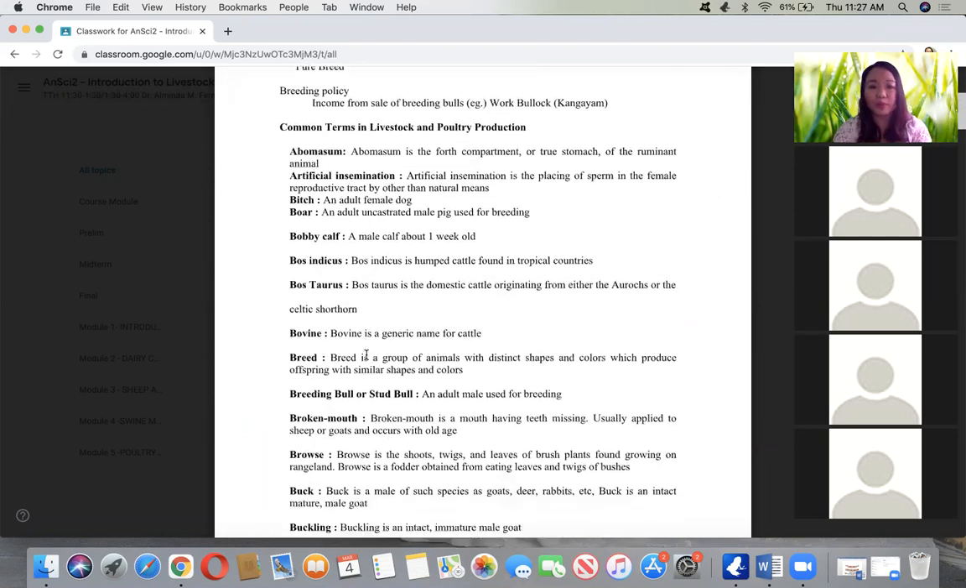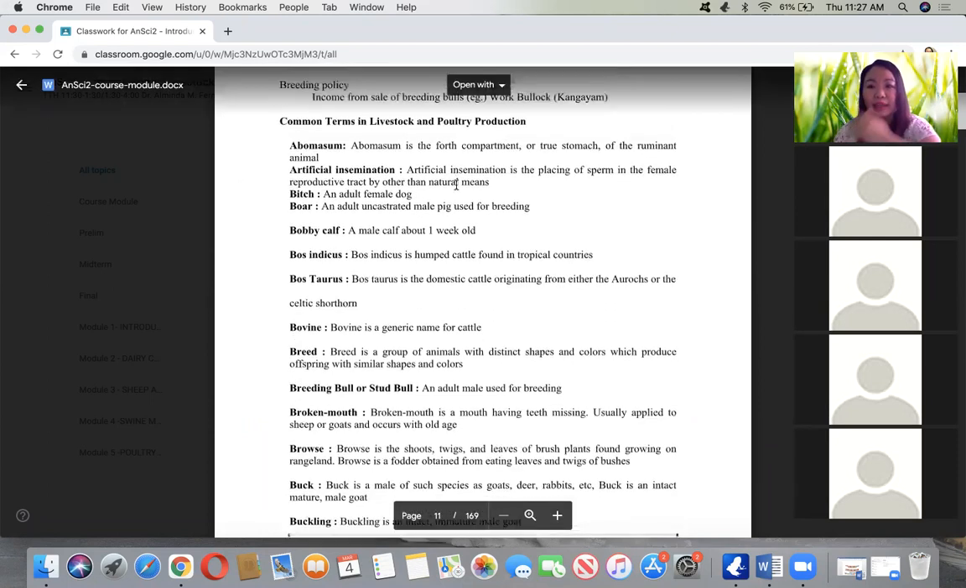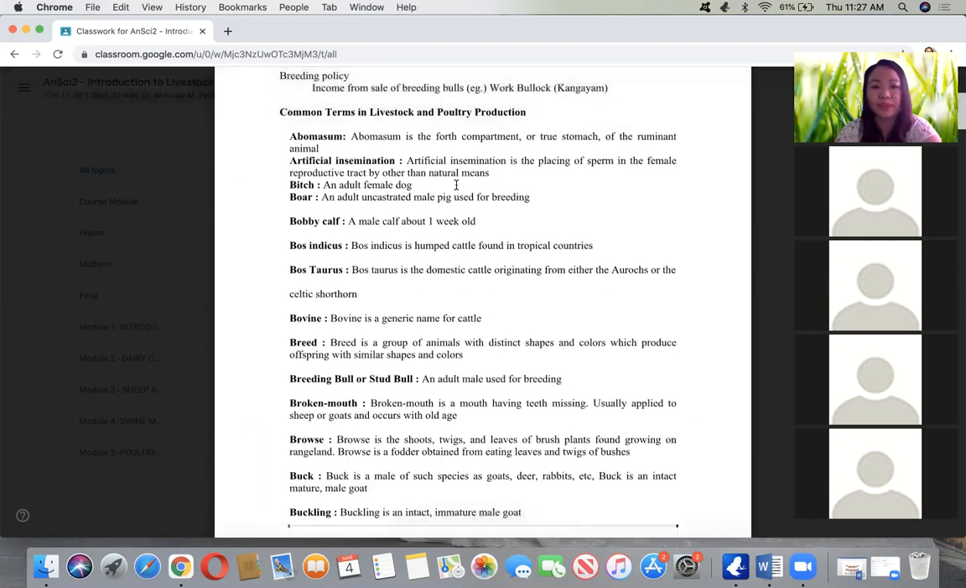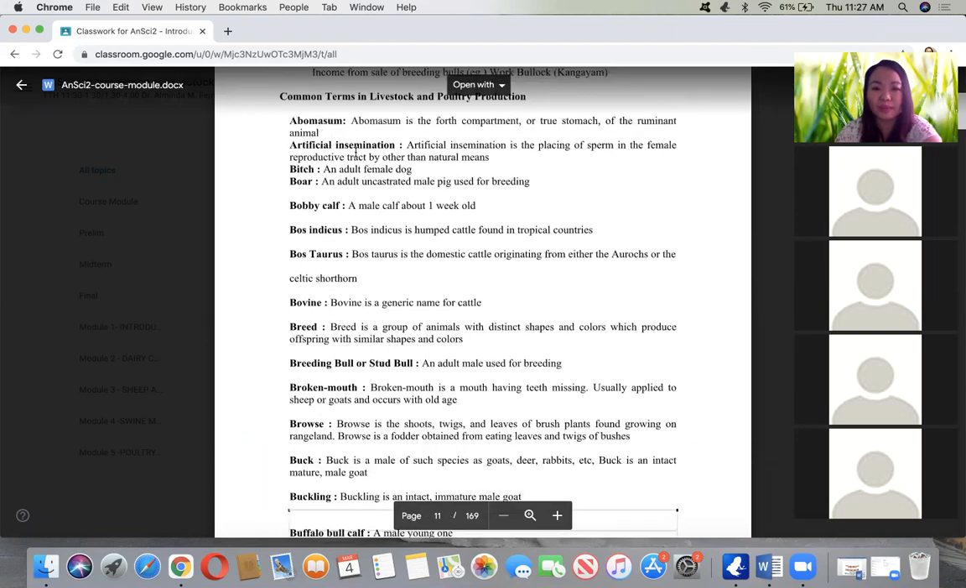So I hope you're going to master these common terms in livestock and poultry production. For example, the abomasum. It means the fourth compartment or true stomach of the ruminant animal. So if you're going to take the agriculture license exam, these are all very important to know.